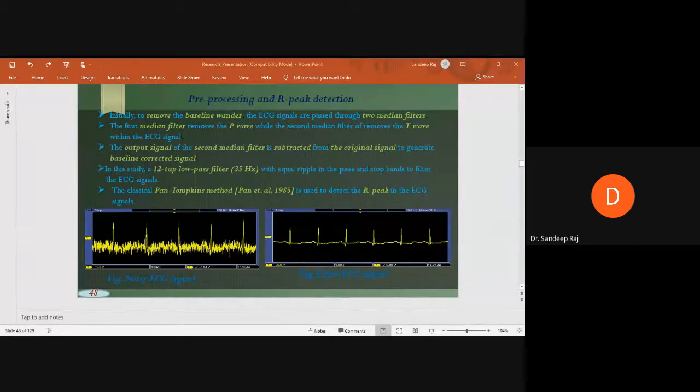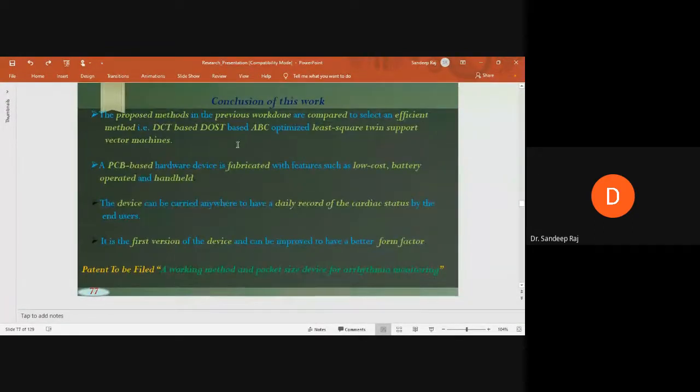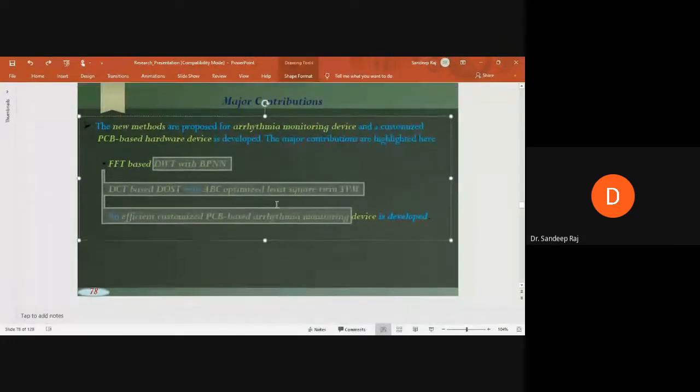And again we revalidated the algorithm after the implementation. Accuracy almost remained the same, and this is the complete setup. We replaced the commercially available platform for this much size of device. We are making further improvements, and we have reduced the length and width of the device. And after reducing the length and width, coming to the major contributions, we have developed this number of algorithms.